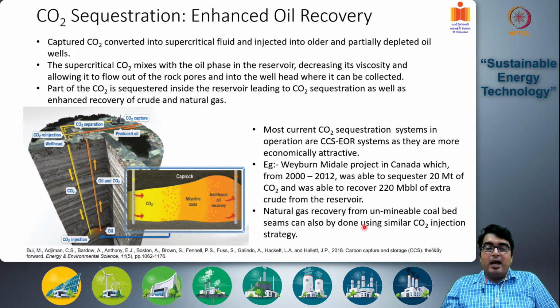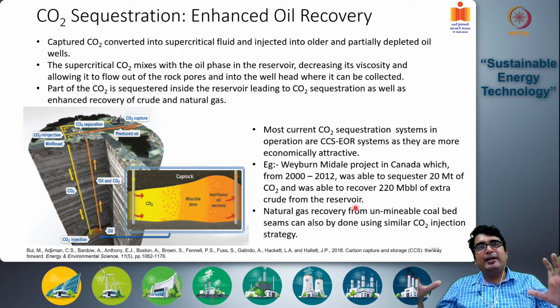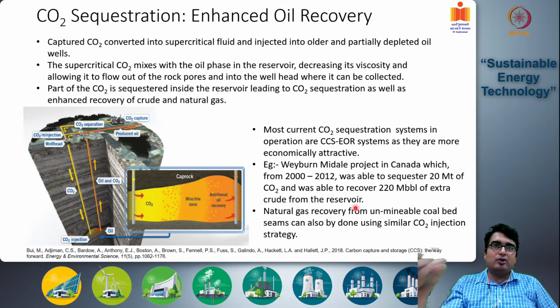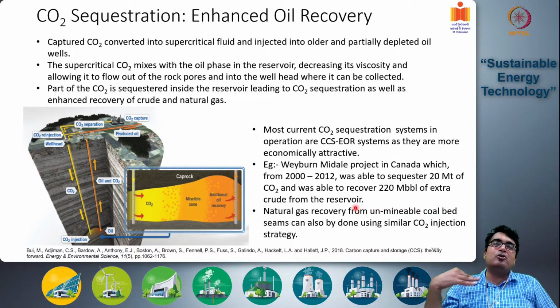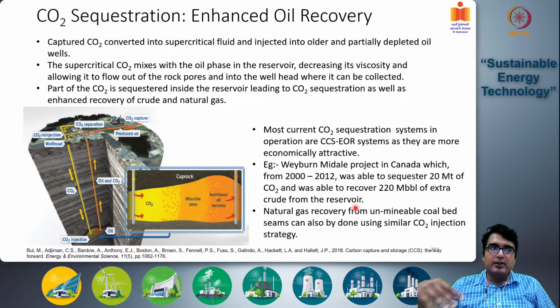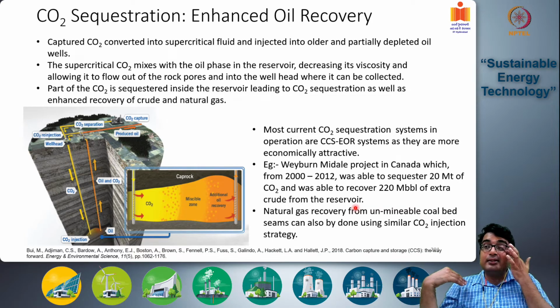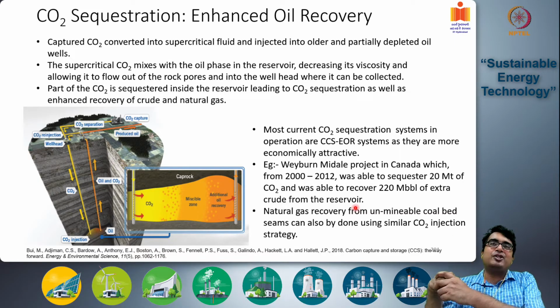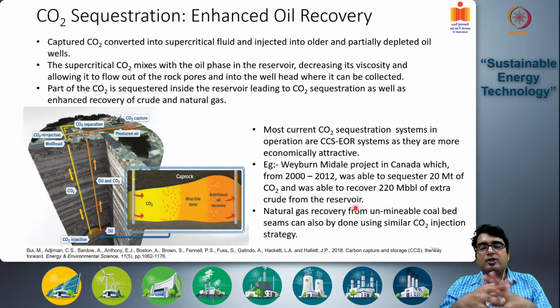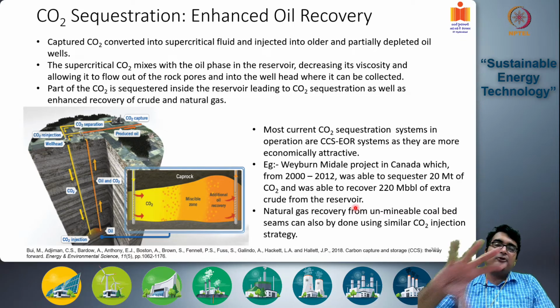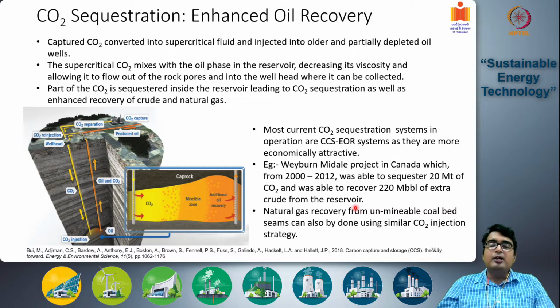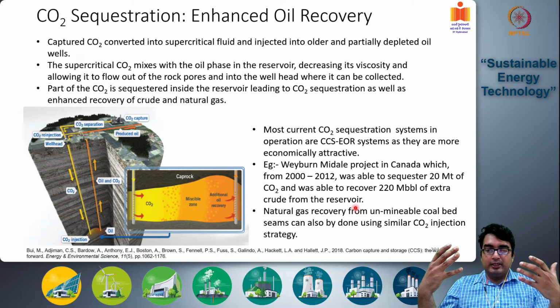Natural gas recovery from unminable coal bed seams can also be done using similar CO2 injection systems. So suppose there are deep coal bed seams from which you cannot extract coal through mining, but these coal bed seams contain natural gas as well. So now you inject supercritical CO2 which displaces this natural gas and it comes out of a wellhead. So you are getting the natural gas out of these coal bed seams, and the CO2 is getting sequestered as well. Okay. So this is kind of a first generation technology.